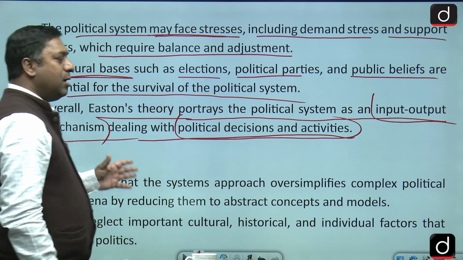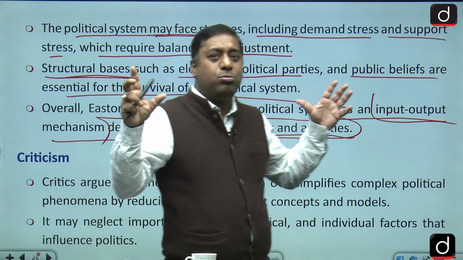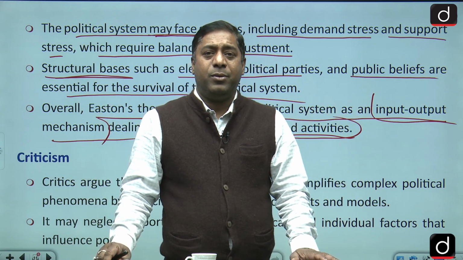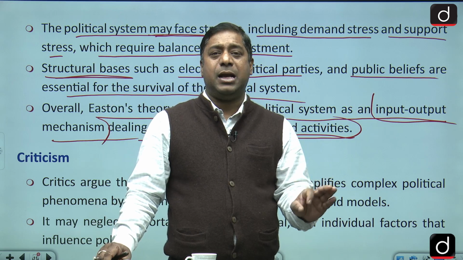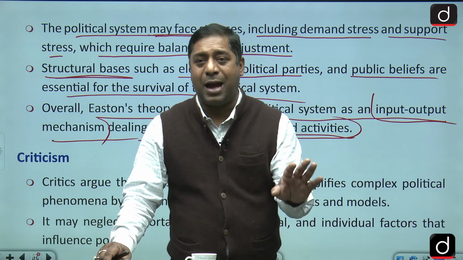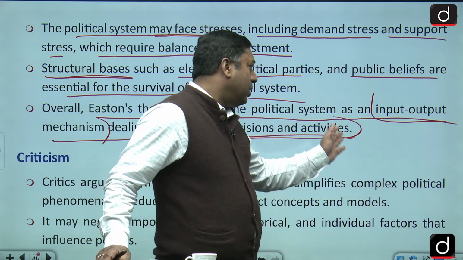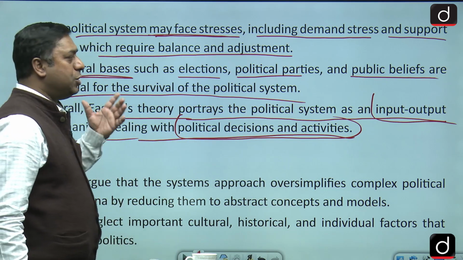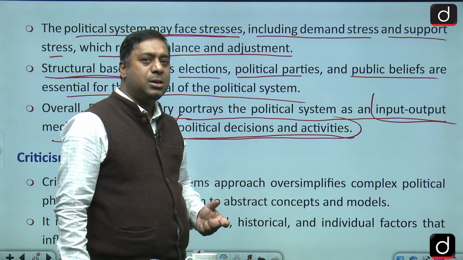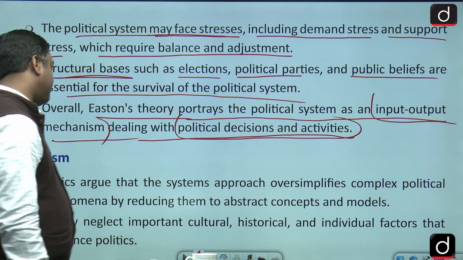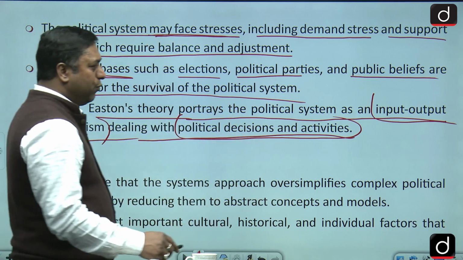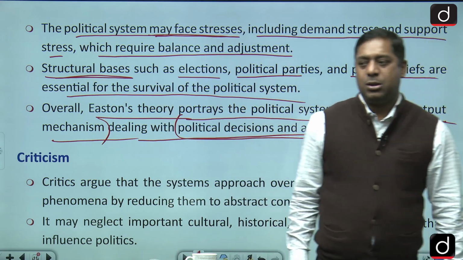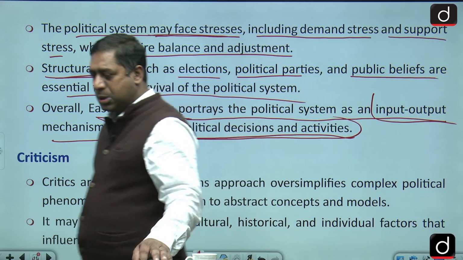And last, he says that according to Easton's system analysis, the political system is an input-output mechanism. It's what? It's an input-output mechanism which deals with political decisions as well as activities. ठीक है जी? So we have done with David Easton's system analysis. किसी को कोई दिक्कत?